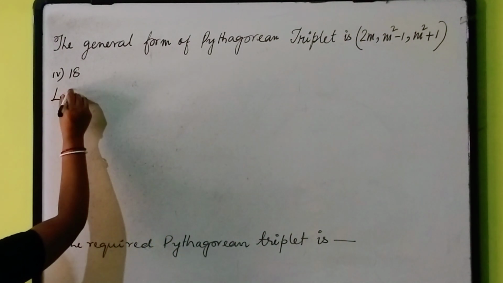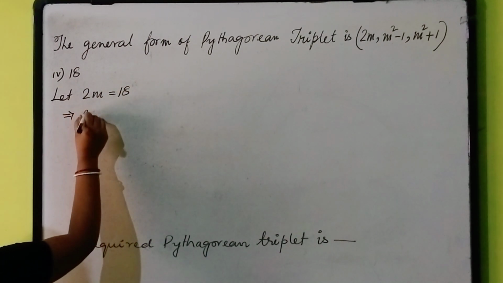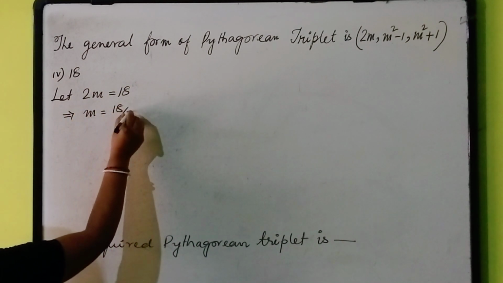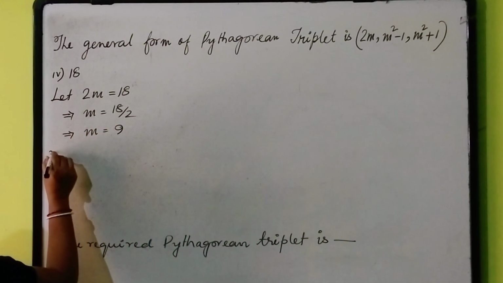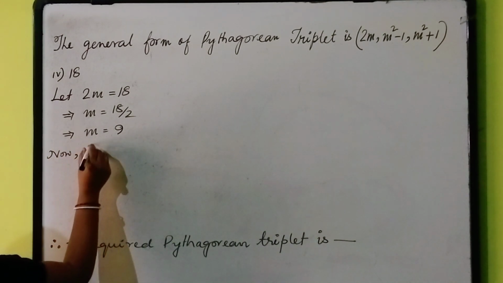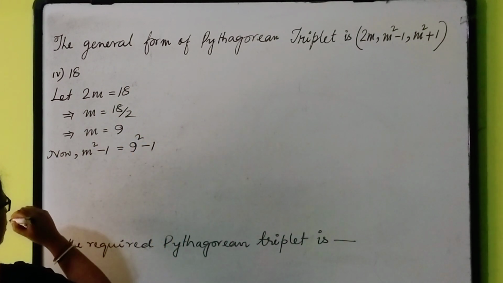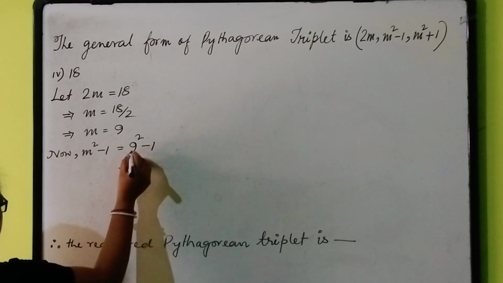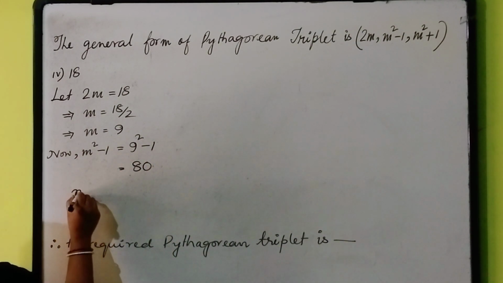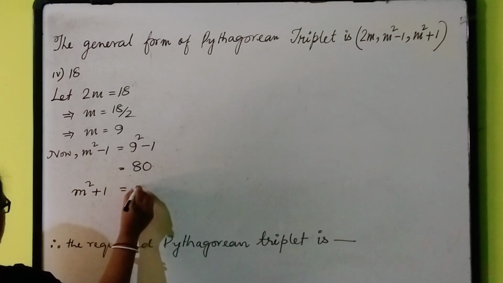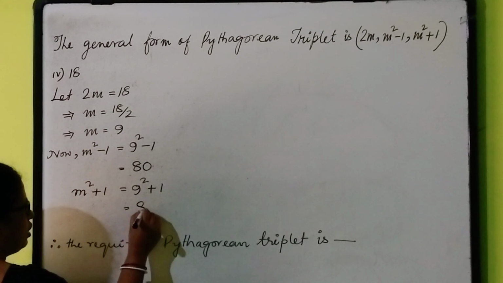18. So, what we will do? Let the first member 2m be 18. This implies that m is equal to 18 by 2, which implies that m is equal to 9. Now the next member, m square minus 1. m is 9, so 9 square minus 1. 9 nines are 81. 81 minus 1 is 80. Then your m square plus 1, that is 9 square plus 1. 9 nines are 81. 81 plus 1, 82.